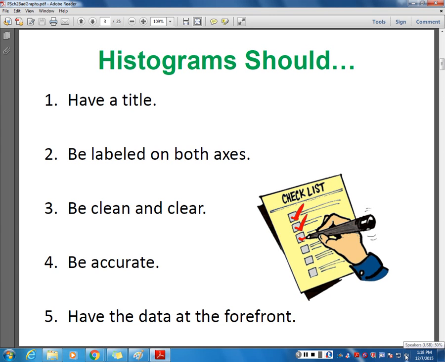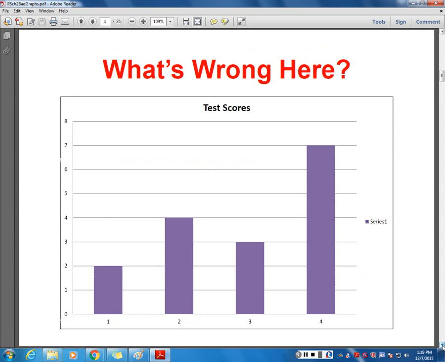So, histograms should have a few things. They should have a title. They should be labeled on both axes. They should be clean and clear and easy to understand. Their information should be accurate, and the data should be at the forefront. The data is really the star. So here's an example of a bad graph.